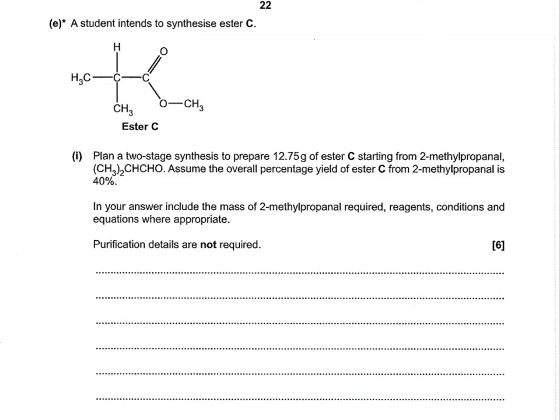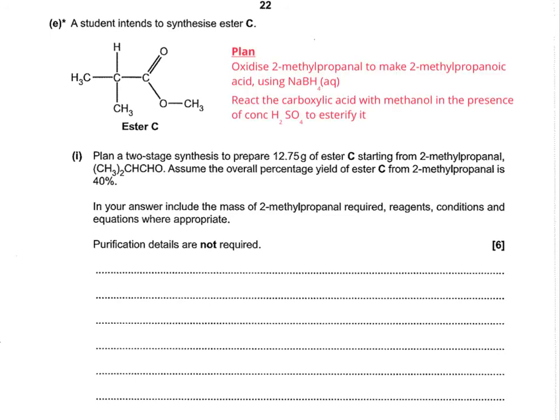This next part is a levelled response question. So you want ester C made from 2-methylpropanol. If you remember, esters start from an alcohol and a carboxylic acid. I've started off by looking at how you might create or synthesize the ester. Now you've got to work out how you're going to make 12.75 grams of that ester starting from the methylpropanol. There's 2 parts to this: the synthesis and then the percentage yield.